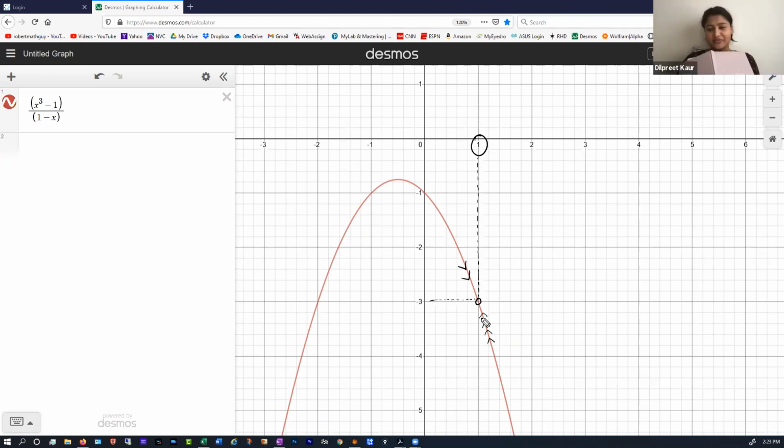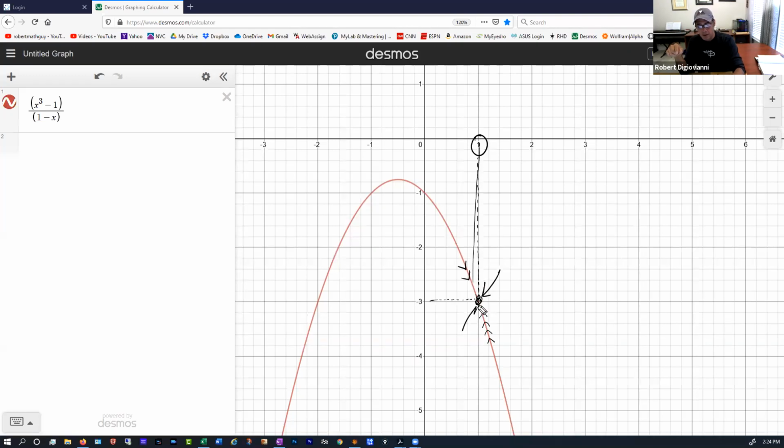But what if it doesn't show that hole? Well, the hole shouldn't matter because remember, in a limit, we're not looking at what's happening at 1, right? We don't care what's happening here. We could care less about that point. We care about coming in from the left and from the right, right? That's what we care about.